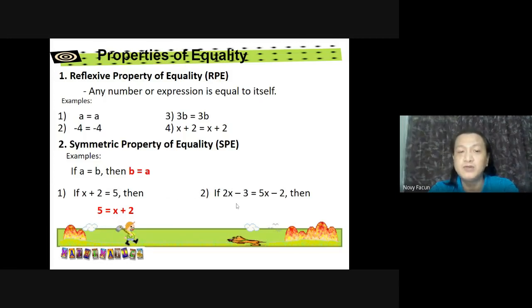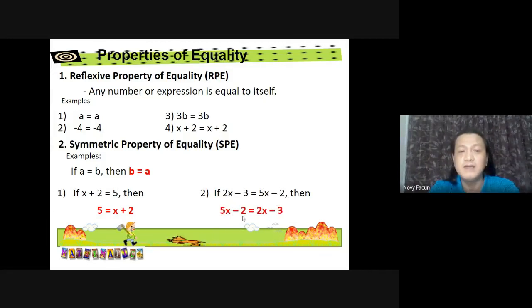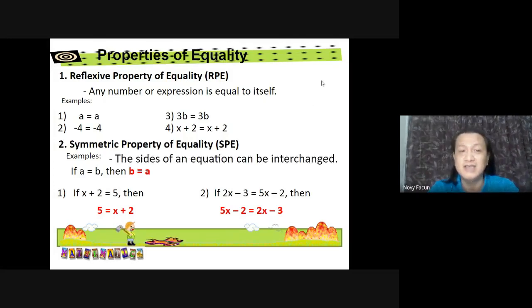Okay, we have number 2, if 2x minus 3 equals 5x minus 2, i-interchange lang natin sila ng position. Yung kaliwa mapupunta sa kanan. Okay, so that is 5x minus 2 equals 2x minus 3. So, ano ngayon ang ibig sabihin ng symmetry? Base sa example natin, the sides of the equation can be interchanged. Ibig sabihin, pwede natin pagpalitin ng pwesto. Okay.